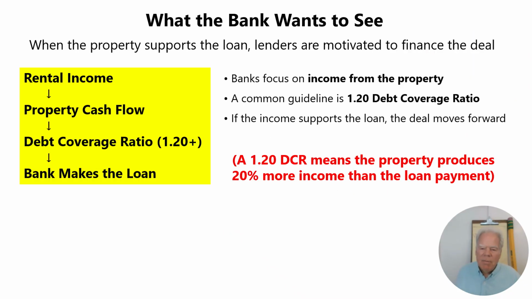Now let's look at what the bank wants to see. When lenders evaluate a deal, they're really focused on the property. The key question is whether the income from the property supports the loan payment. They look at the rental income, the expenses, and the cash flow. From that, they calculate a debt coverage ratio. A common guideline is about a 1.2 ratio, meaning the property produces about 20% more income than the loan payment.